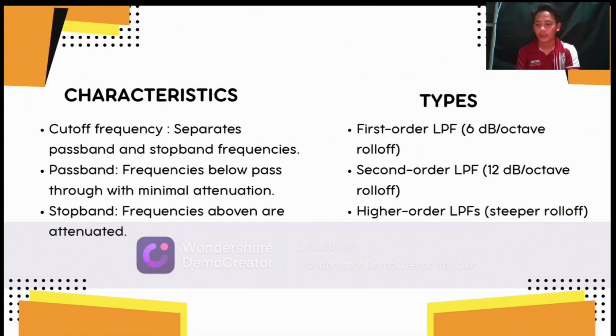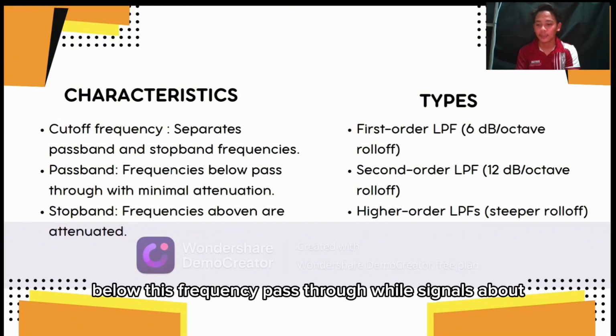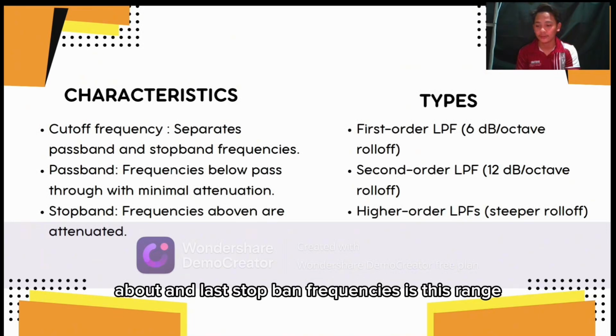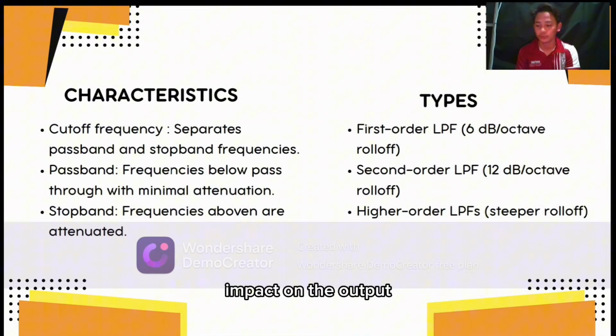Characteristics: Cut-off frequency. This is the point that separates the pass band, or low pass frequency, from the stop band, or high frequencies. Signals below this frequency pass through while signals above are attenuated. And pass band, this is the range of frequencies that pass with minimal attenuation. And the last, stop band. Frequencies in this range are significantly attenuated, reducing their impact on the output.